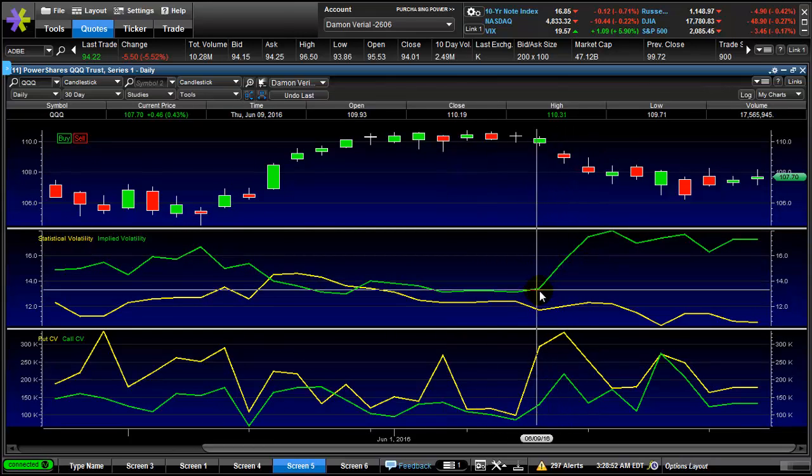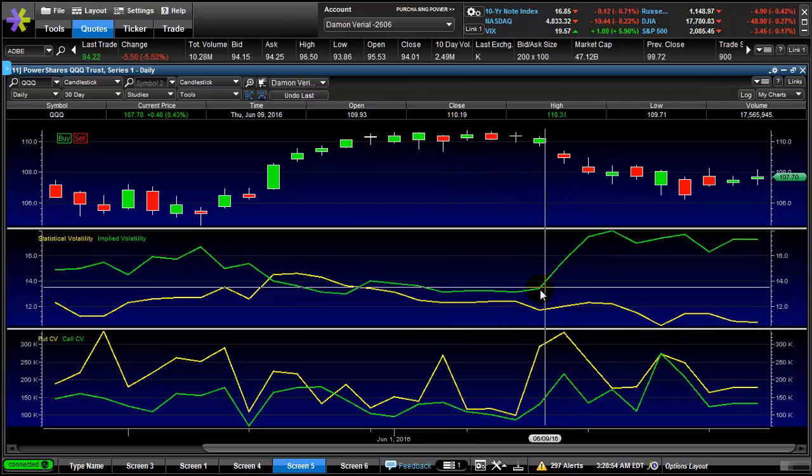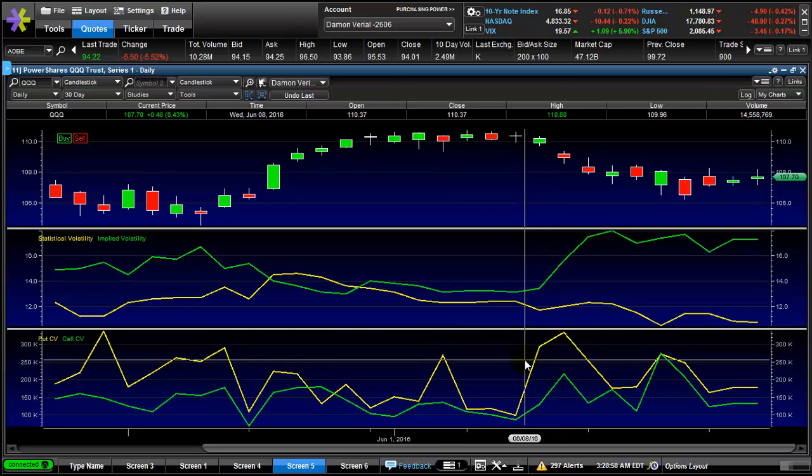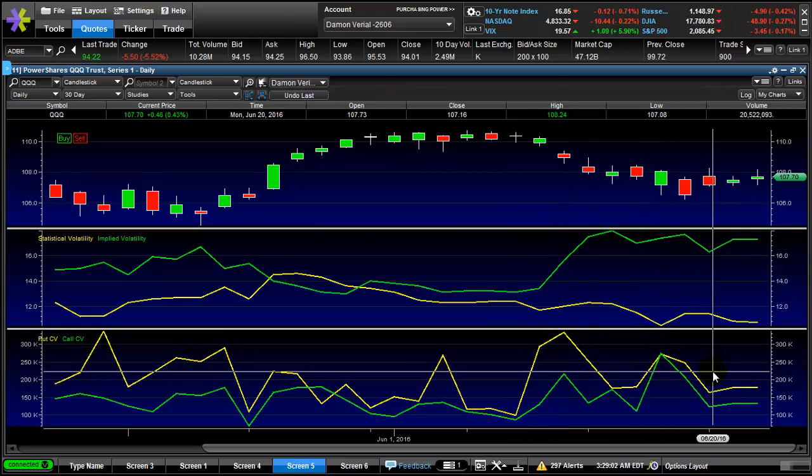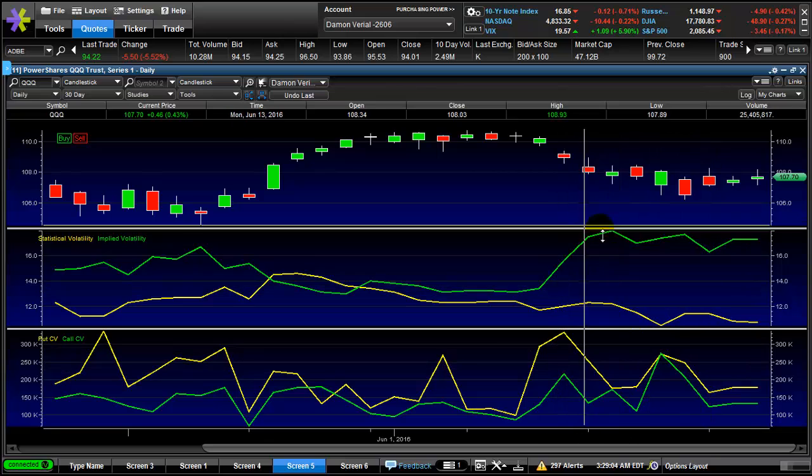I'd say at this point, investors, or traders, started to get a little worrisome, and they bought a bunch of put options. And you can see put options are still more popular than call options. So the options market seems to be expecting a downward movement in the QQQs.